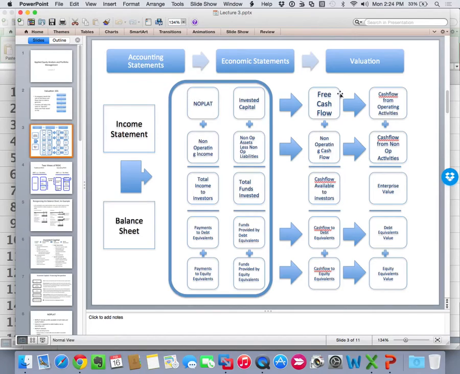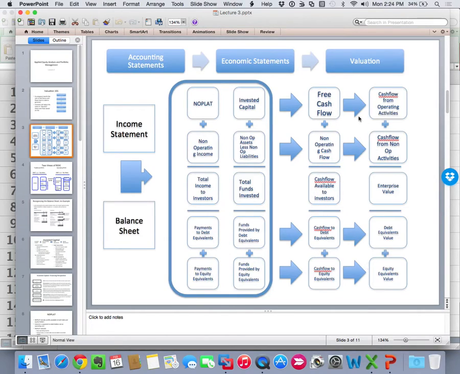Again, the operating cash flow is based on the operating income, the NOPLAT, the operating investment, the invested capital: income minus change in invested capital, free cash flow. Income minus change in non-operating items, non-operating cash flow. Add the two together, cash flow available to investors, CFI. That equals my debt cash flow, which is the debt cash flows from the income statement. Change in debt in the balance sheet is the debt cash flow. Dividends, change in equity payments on the balance sheet, equity cash flows. I got my cash flow.